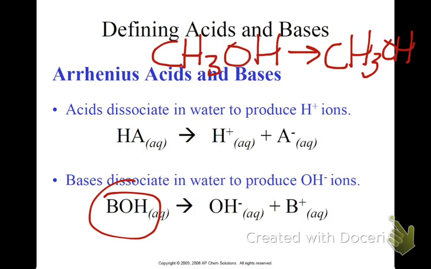So an acid isn't just something that has an H, and a base isn't just something that has an OH minus, or an OH. It has to produce those ions in the solution.